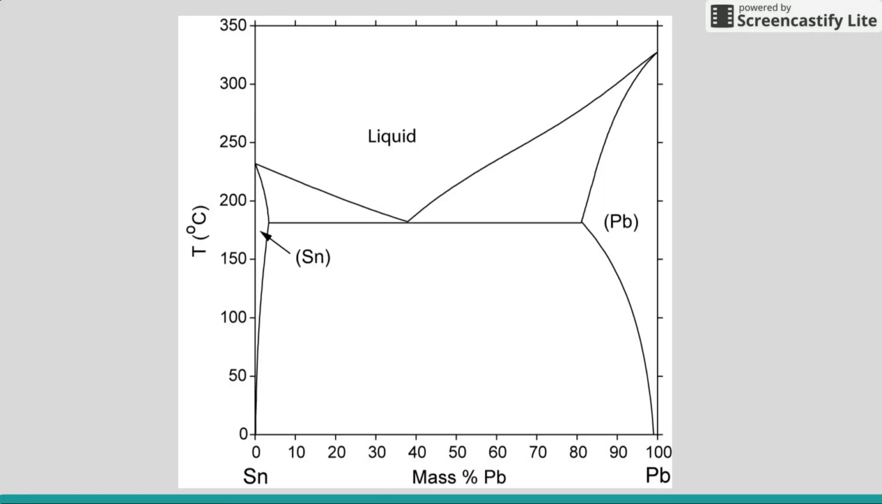By mixing lead and tin at the composition where the eutectic point is, the mixture can transition directly from liquid to solid. These properties make this alloy very useful as a solder, which is a fusible metal alloy used to create permanent bonds between two metal pieces.